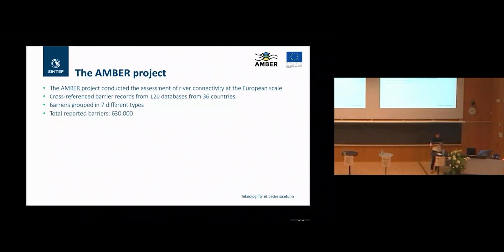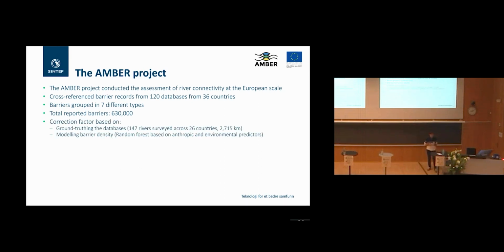So in the consolidated database, we had 630,000 barriers. And the next question was, is this number correct? Are they really 630,000? So we developed a correction factor based on 2 different factors. We ground-truthed the databases, so literally walking along the river in selected stretches and mapping the barriers that were there and comparing with the database. Are they in the database? And then, using anthropic and environmental predictors, we combined a machine learning method to model the barrier density. The result was that the barriers are very likely twice the reported number, which is more than 1 million barriers. This translates into 0.74 barriers per kilometer, which is almost twice, obviously, the density we had in the database.